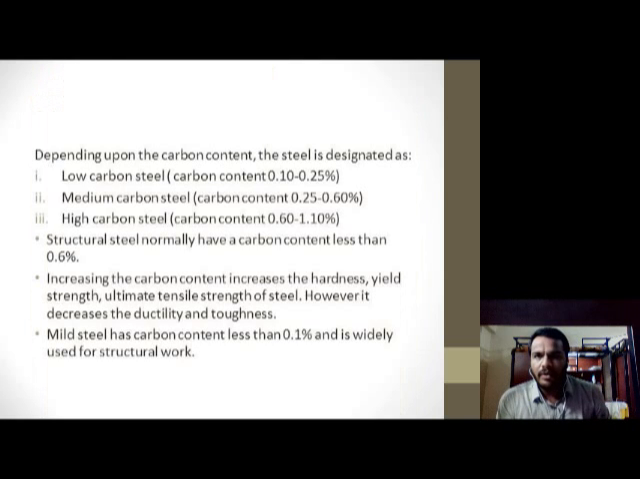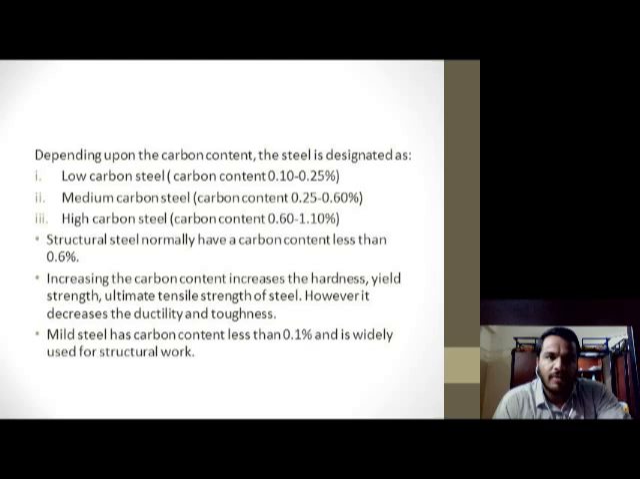Now, depending upon the carbon content, the steels are designated as follows. Low carbon steel has a carbon content of about 0.1 to 0.25%. Medium carbon steel has a carbon content of 0.25 to 0.60%, and high carbon steel has 0.60 to 1.10%. Structural steel normally has a carbon content of less than 0.6%. Increasing the carbon content increases the hardness, yield strength, and ultimate strength of the steel.